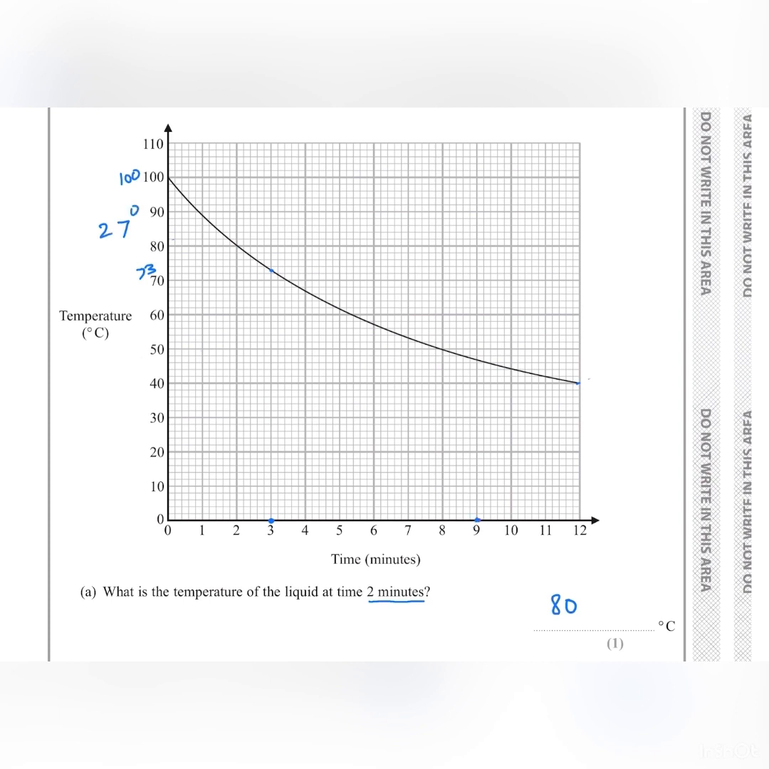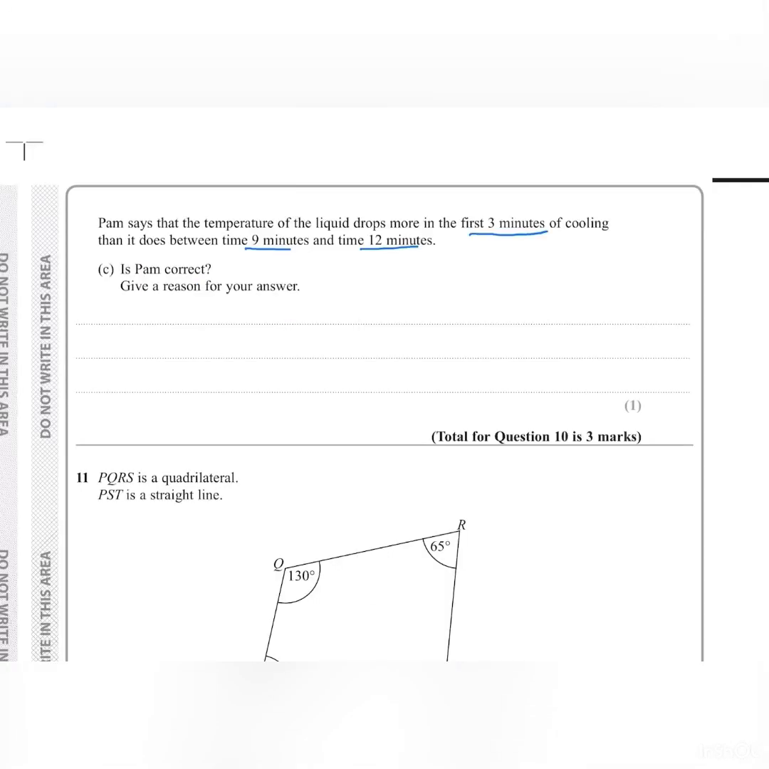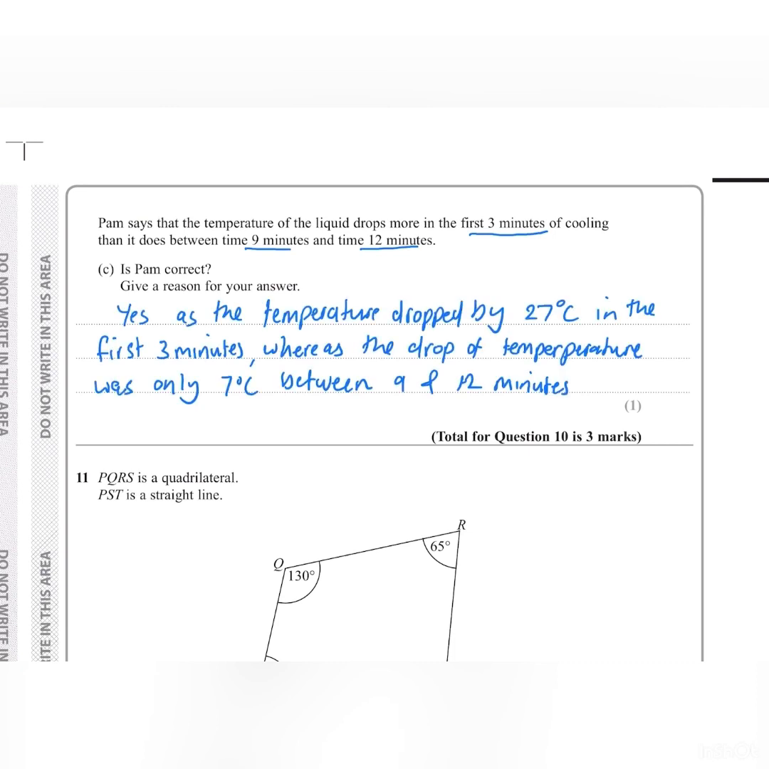But if you look at between 9 and 12, so at 9 minutes, the temperature was 47 degrees here, and then it drops to 40. So there was a 7 degrees drop between 9 and 12. Okay, so Pam is correct. So the answer is: the temperature dropped by 27 degrees in the first 3 minutes, whereas the drop of temperature was only 7 degrees between 9 and 12 minutes.